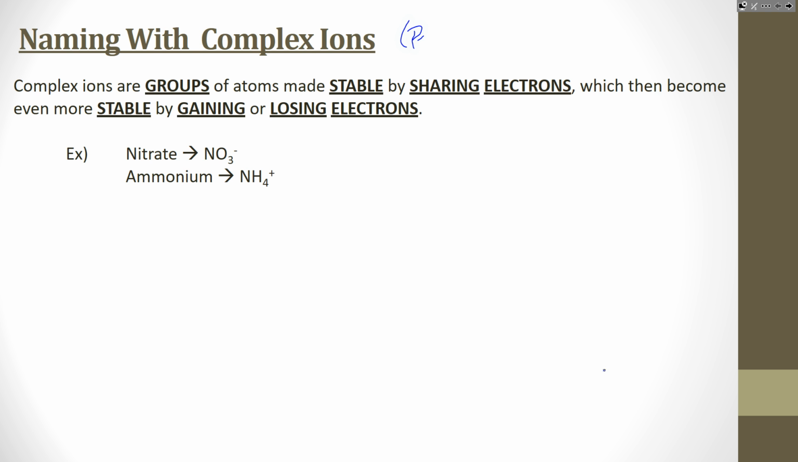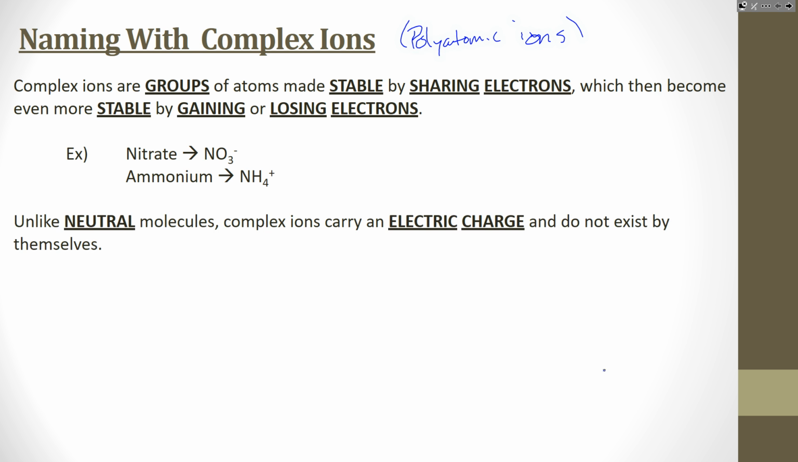Maybe I'll write that down. Polyatomic ions. And if you think about what that means, it means you have many atoms making the ion. That's what poly means. So unlike neutral molecules, these complex ions will have an electric charge with them.